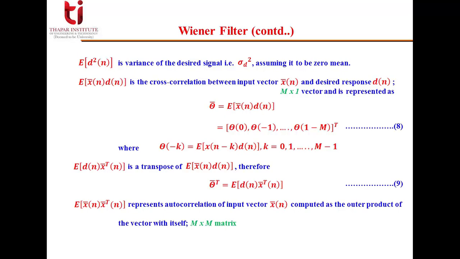Now the last term. In the previous equation of the mean square error, it is the expectation of x n x transpose n, which represents the autocorrelation, because both are the input. So it is the autocorrelation of the input vector x n, computed as the outer product of the vector with itself. It will be an M cross M matrix, and we represent it with phi, that is equation number 10.